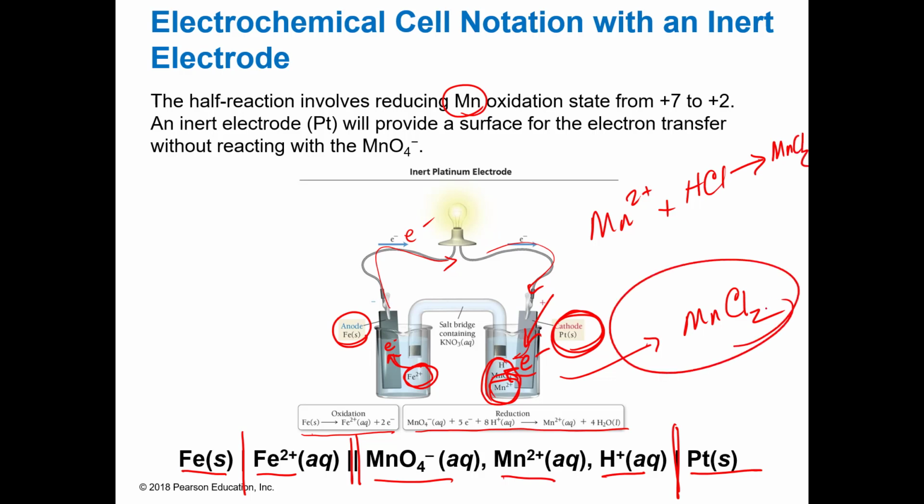So it does have industrial uses to do this, and when they do it, they're using these inert electrodes because they're not interested in doing anything with the platinum. Plus, they're really expensive, so you don't want to use them up.